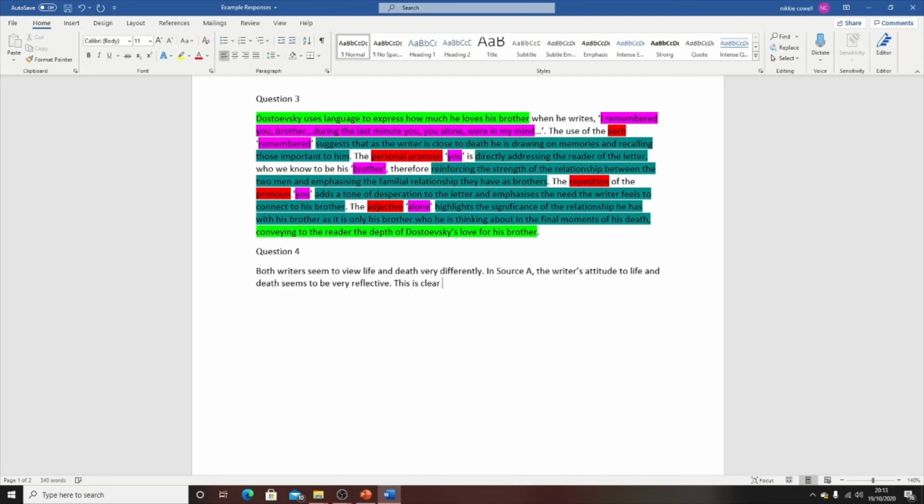This is clear in the use of the, and I'm going to use my terminology, because I know what a rhetorical question is. I know that the quote is a rhetorical question, so I may as well show off to the examiner that I know that terminology. So this is clear in the use of the rhetorical question, "Am I making the right use of my scarce and precious life?"